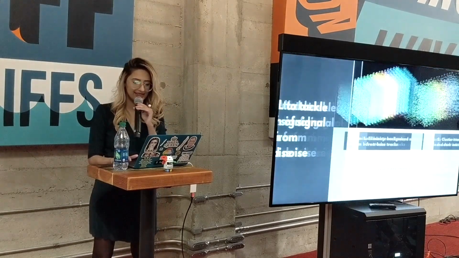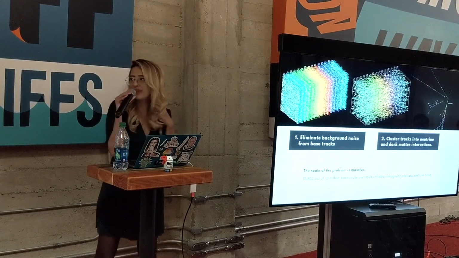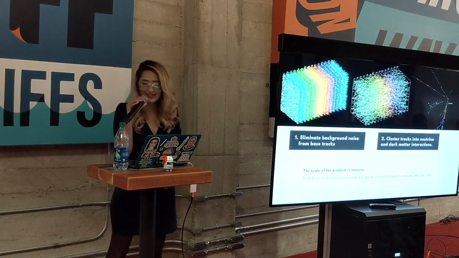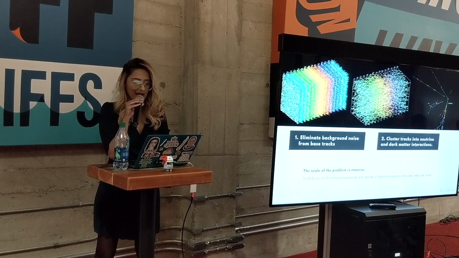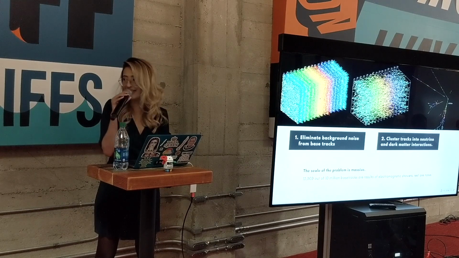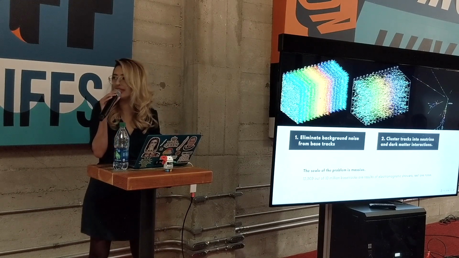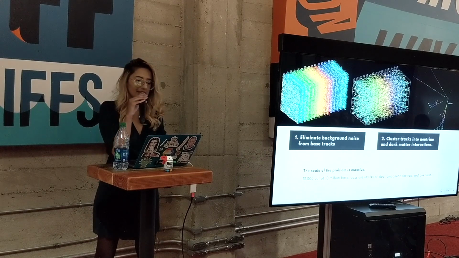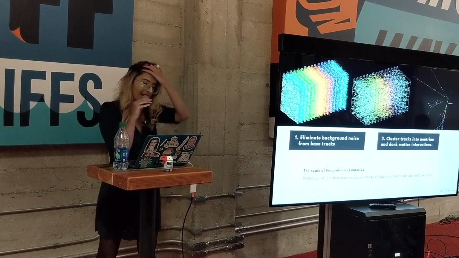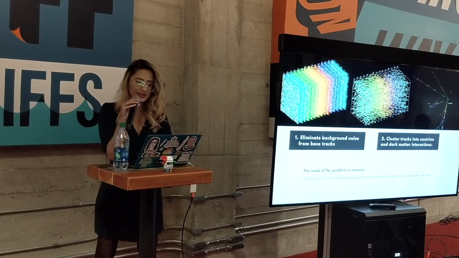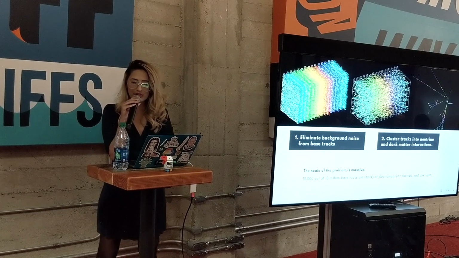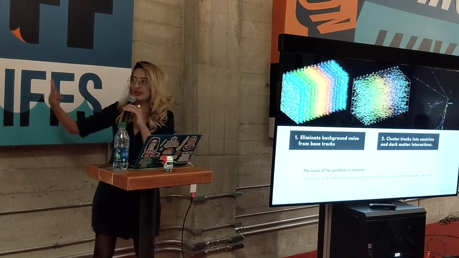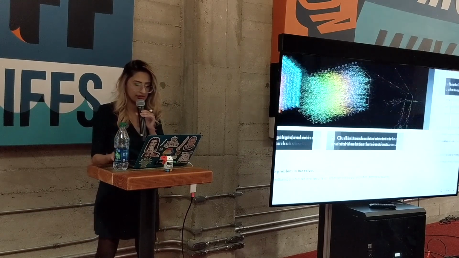Alright, with that, let's use machine learning. We'll be doing two things here. The first step is, this is what the output from the detectors looks like. It's ridiculous. This is made up of about 10 billion base tracks, out of which only 10 million are actually useful. So the first thing we'll do is eliminate the background noise from the base tracks, and then out of all these electromagnetic showers, we're going to detect which ones are neutrino showers and which ones are dark matter interactions.